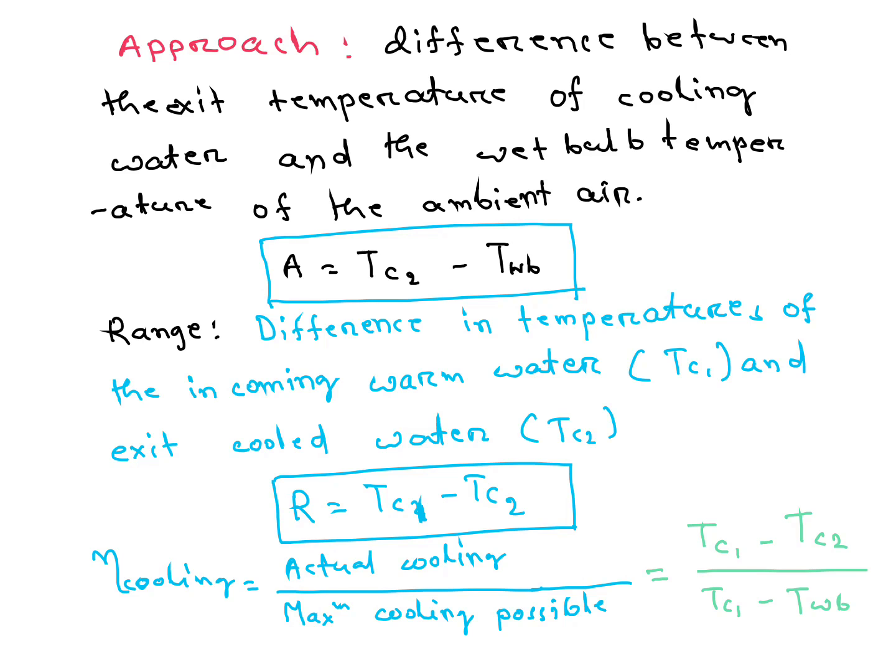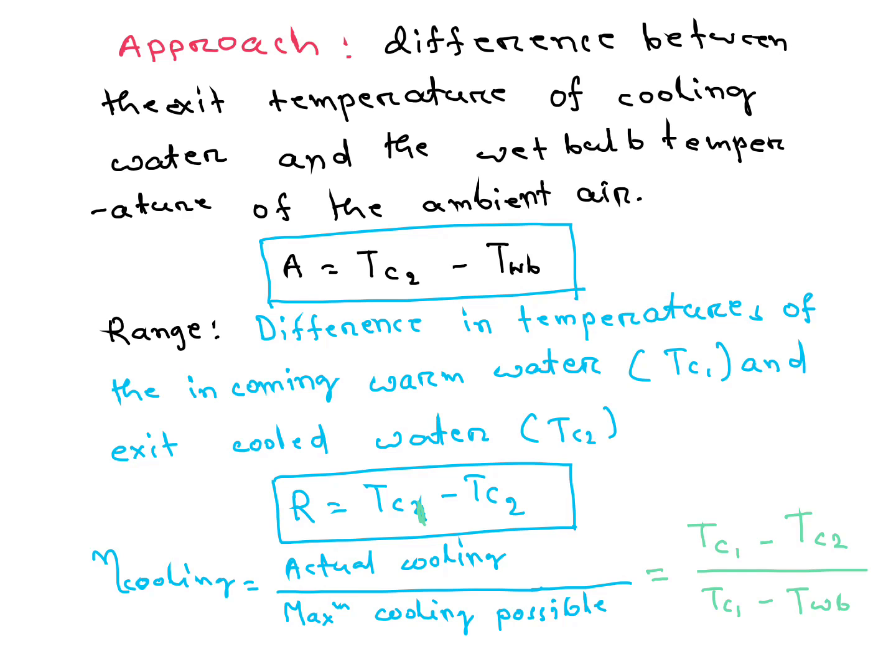And range is the difference in temperatures of incoming warm water Tc1 and exit cooled water Tc2. So R is Tc1 minus Tc2. Then efficiency, cooling efficiency is actual cooling divided by maximum cooling possible. Actual cooling is Tc1 minus Tc2 divided by Tc1 minus TWB, wet bulb temperature of ambient air.